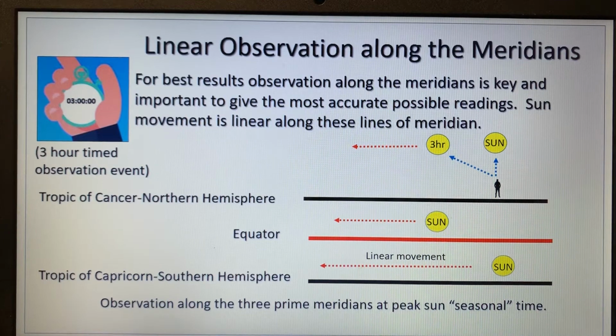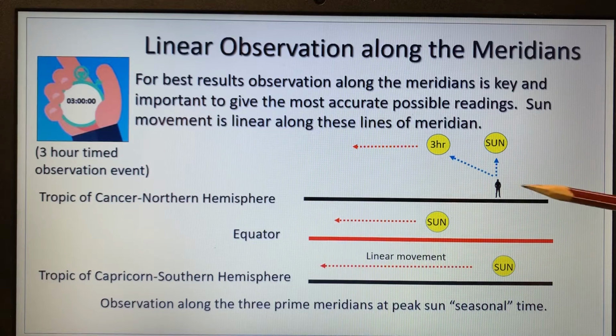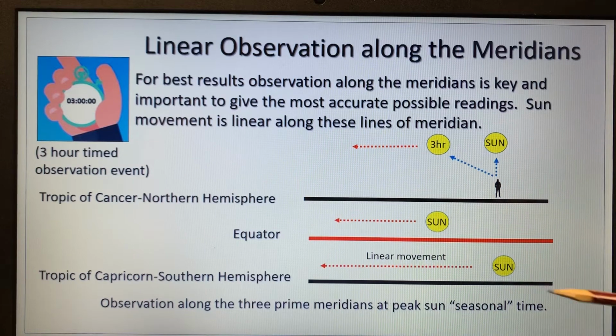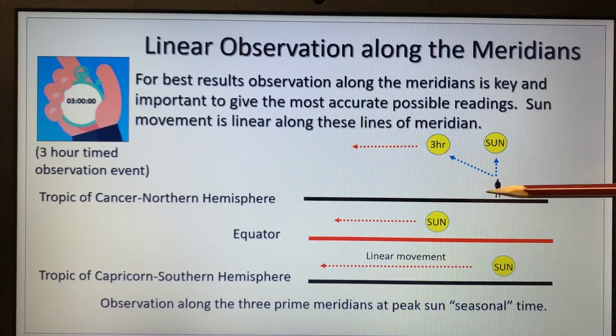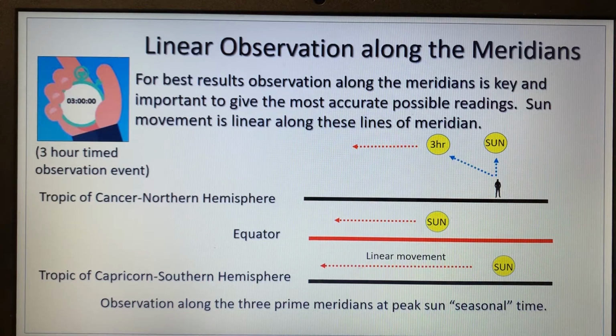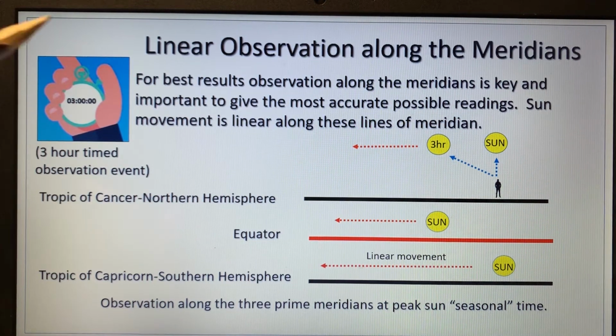Ideally, we'd like to be along the meridian to do these observations. If you don't know what the meridians are, we have 3 prime meridians. We have the Tropic of Cancer in the northern hemisphere, and then we have the equator, which is the central meridian, and then we have the Tropic of Capricorn in the southern hemisphere. And again, you want that observer to be on one of those meridians when the sun is located optimally at that location.